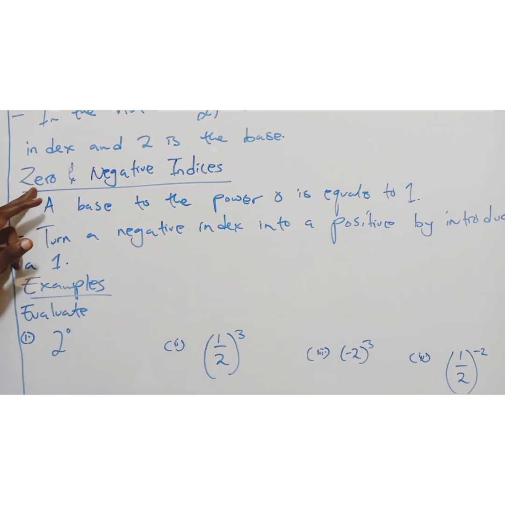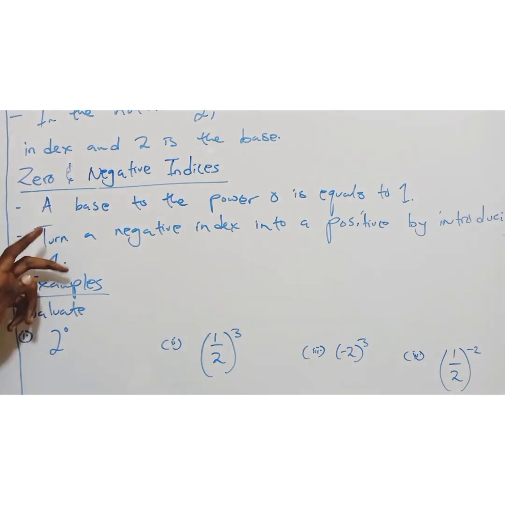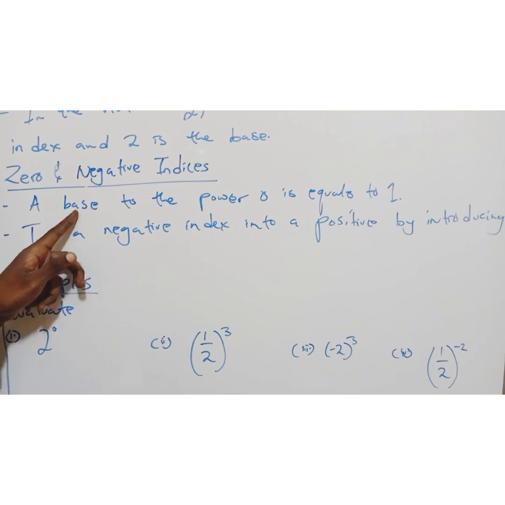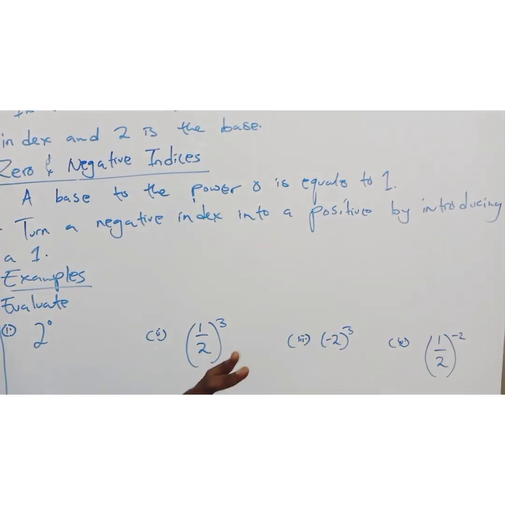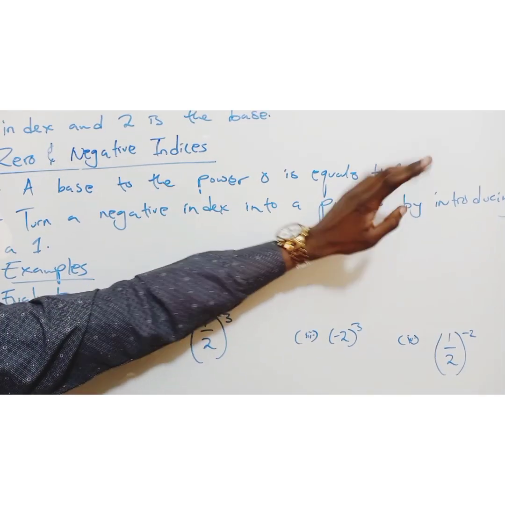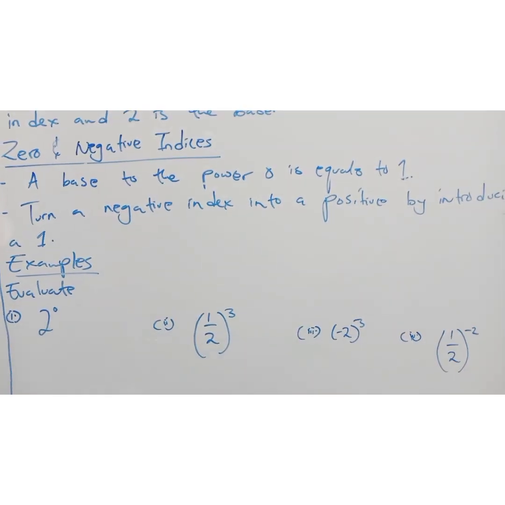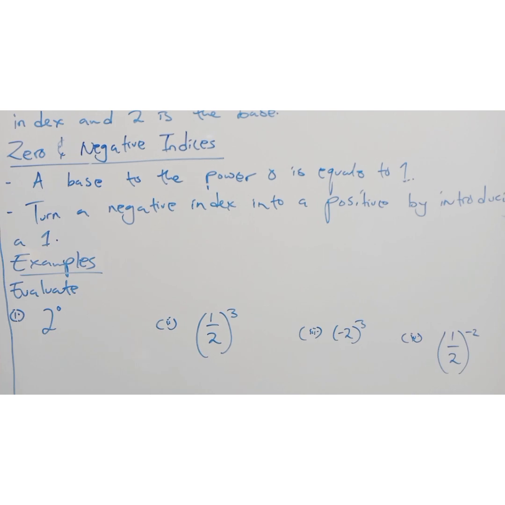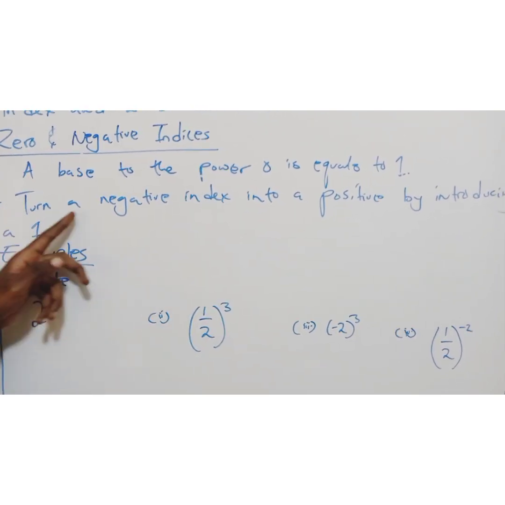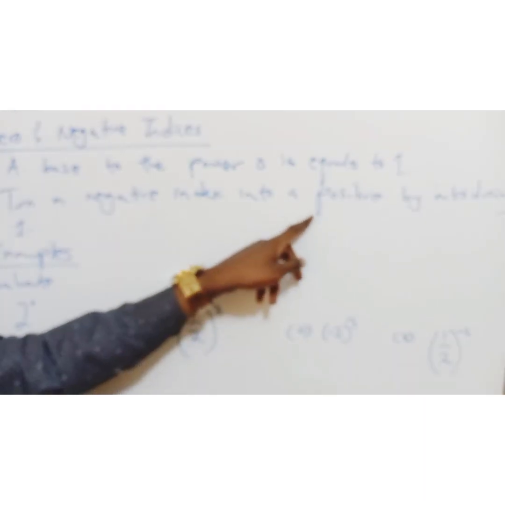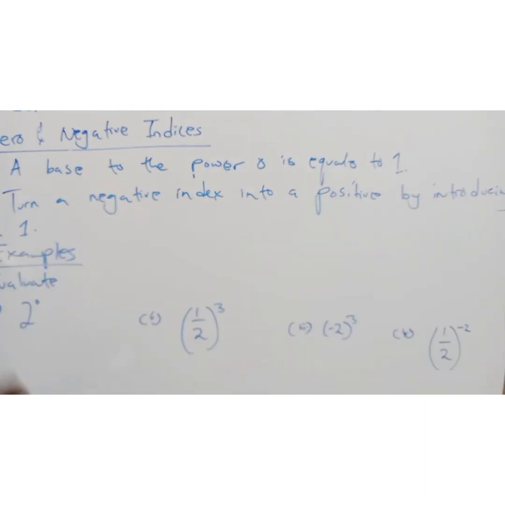Let's look at 0 and negative indices. So a base to the power 0 is equal to 1. Any base to the power 0 is equal to 1. 1 million to the power 0 is 1. Anything to the power 0. X to the power 0 is equal to 1. Then 2. Turn a negative index into a positive by introducing a 1, a fraction.